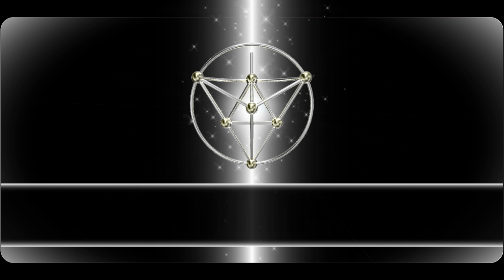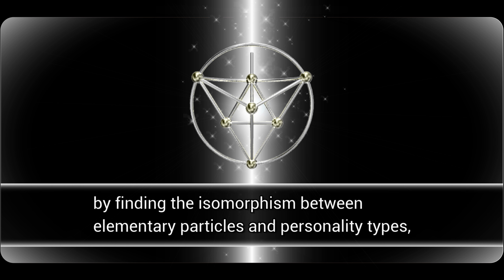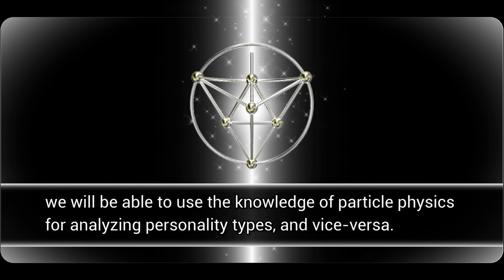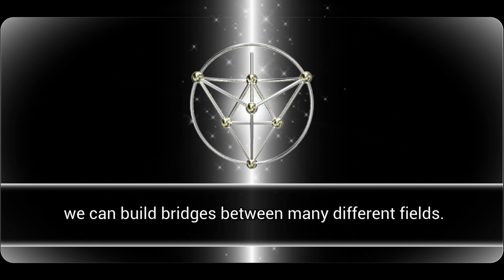For example, by finding the isomorphism between elementary particles and personality types, we will be able to use the knowledge of particle physics for analyzing personality types, and vice versa. In this way, we can build bridges between many different fields.